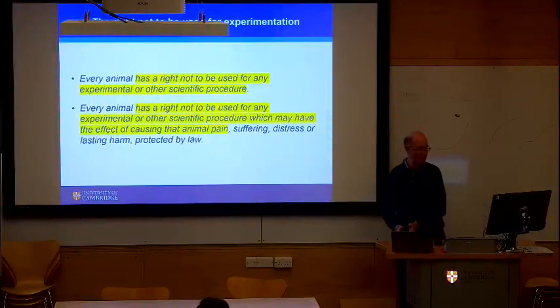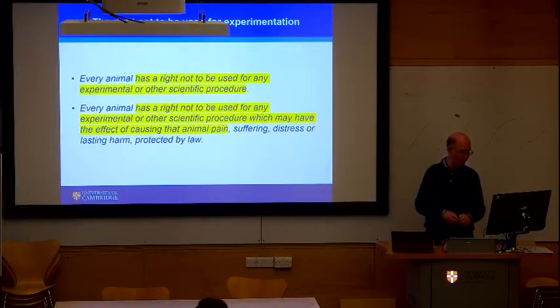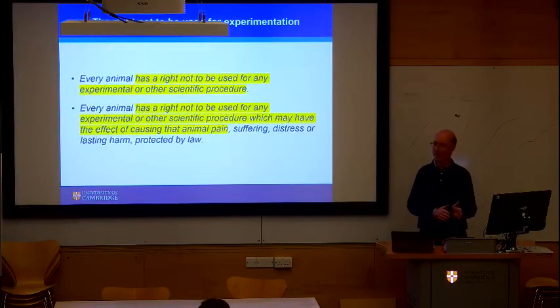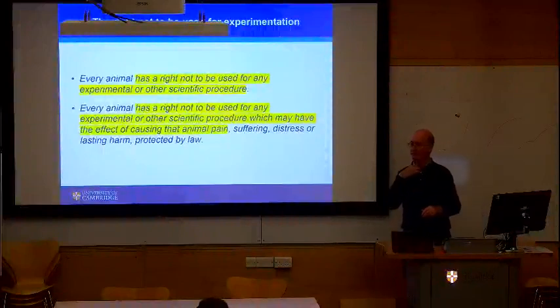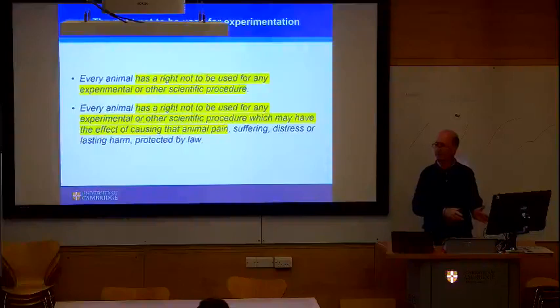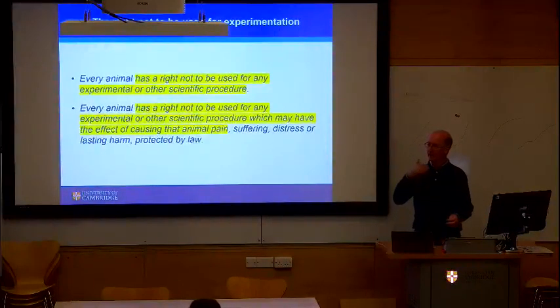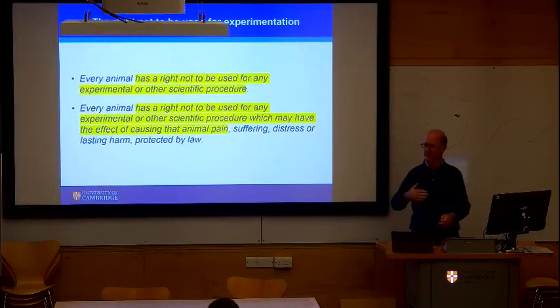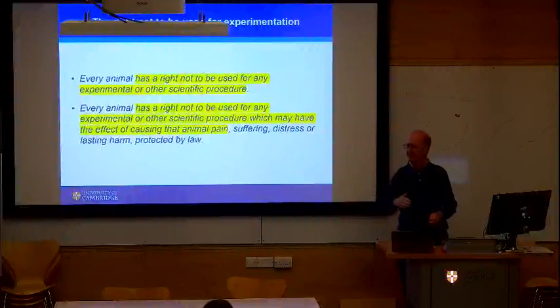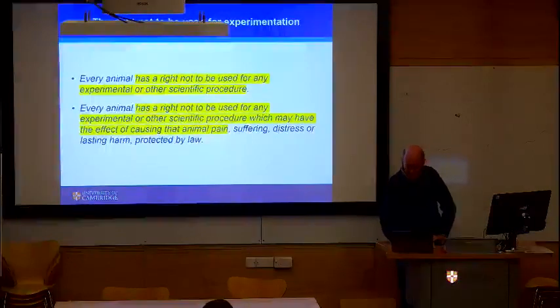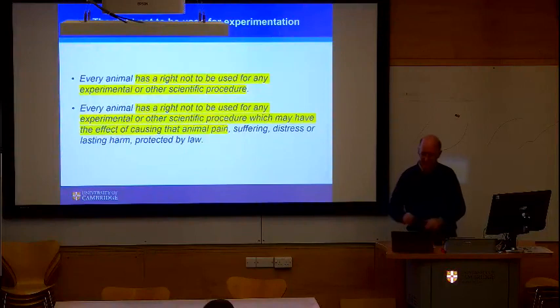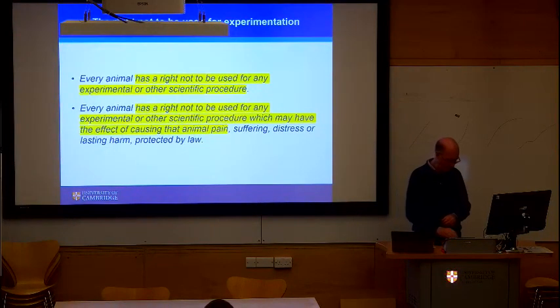Again, from a legal point of view, a right not to be used for any experimental or other scientific procedure. Could be very general like that. You just can't be used. Or you might want to qualify a little bit: a right not to be used in experimental or other scientific procedures which may have the effect of causing pain, suffering, distress, or lasting harm. So that might be seen as a suitable middle path for countries that wanted to protect animals from experimentation. As you may recall from last term, experimentation has to be registered and regulated, and there are different categories of experimentation. And what the second one is saying is, well, why don't we at least protect animals from the ones that cause severe harm.